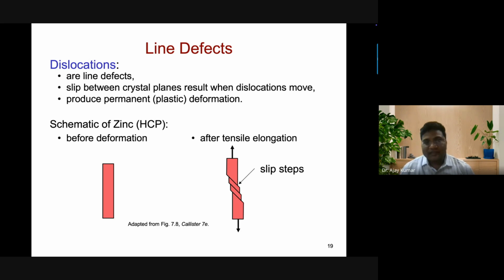So if I ask someone what is the definition of plastic deformation, can anyone give the definition of plastic deformation? Anyone? If anyone can give the definition of plastic deformation. There are two definitions of plastic deformation.